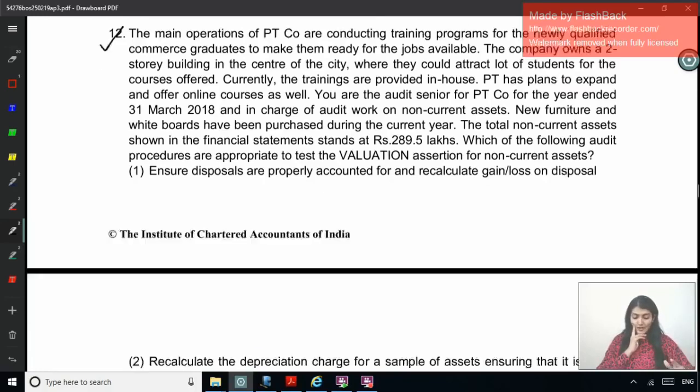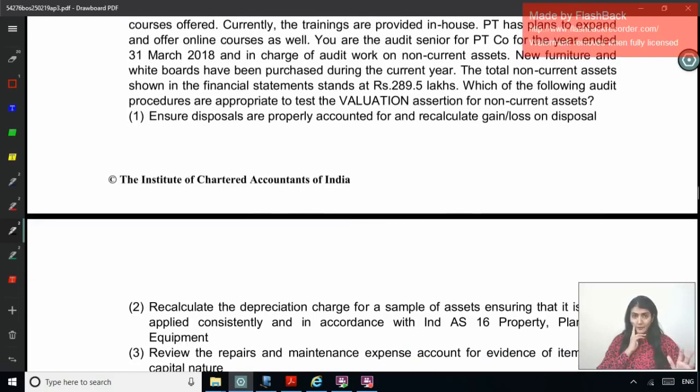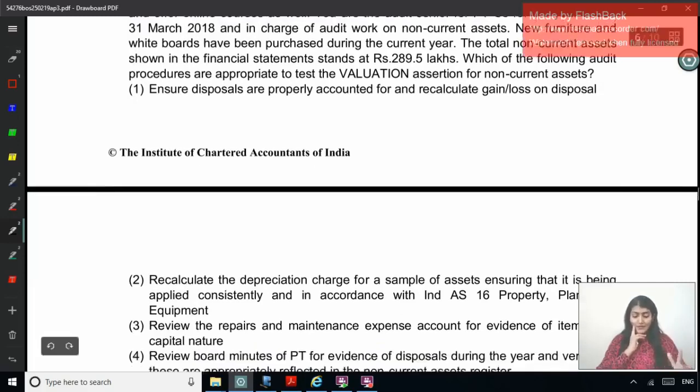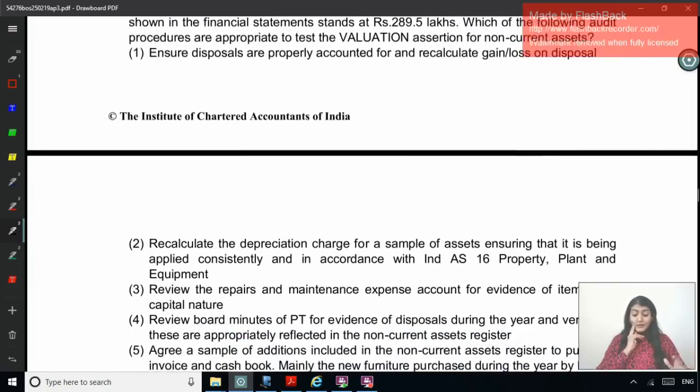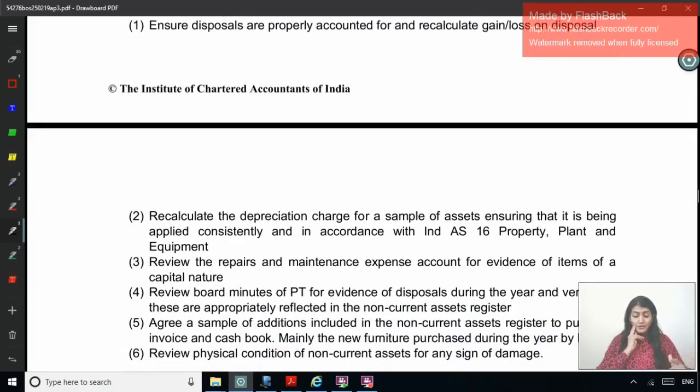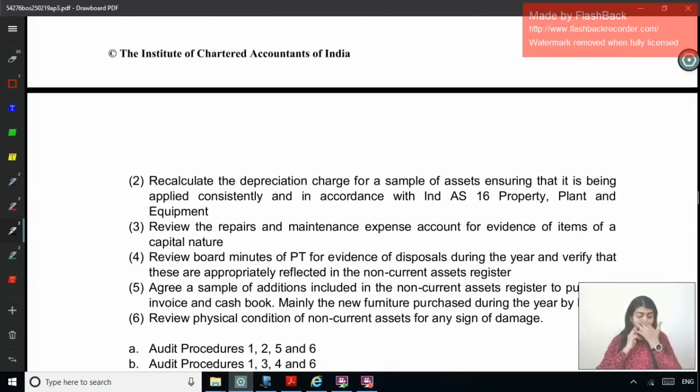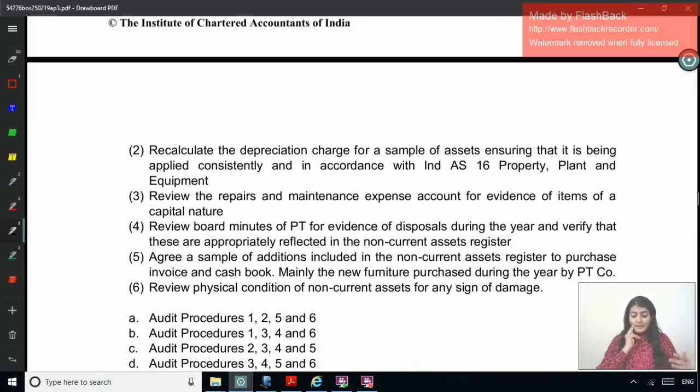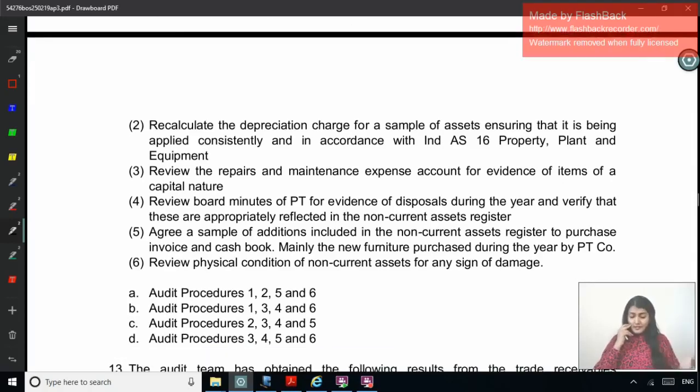Ensure disposals are properly accounted for and recalculate the gain loss on disposal. So we want to check valuation of non-current assets, that is mainly the property, plant, equipment. Right, disposals are properly accounted for. Recalculate the depreciation charge for a sample of assets, ensuring that it is being applied consistently and in accordance with Ind AS 16. Review the repairs and maintenance expense account for evidence of items of a capital nature. Review board minutes of PT for evidence of disposals during the year and verify that they are appropriately reflected in the non-current assets register. Agree a sample of additions included in the non-current assets register to purchase invoice and the cash book, mainly the newly purchased furniture purchased during the year.